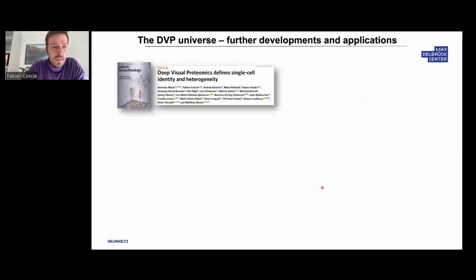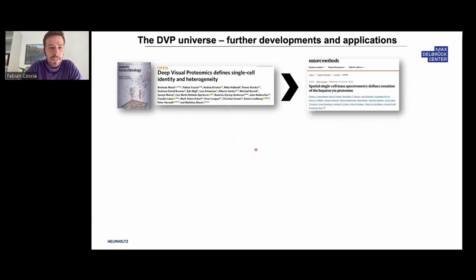Now, the Deep Visual Proteomics pipeline that was published in '22 was the very first landmark study, for the first time really showing how we can bridge the gap between imaging-based approaches and LC-MS-based proteomics approaches. From there on, many things have happened in the last two years. My previous group, the group of Matthias Mann, also developed a newer method that allows us to now go down to single cell resolution.